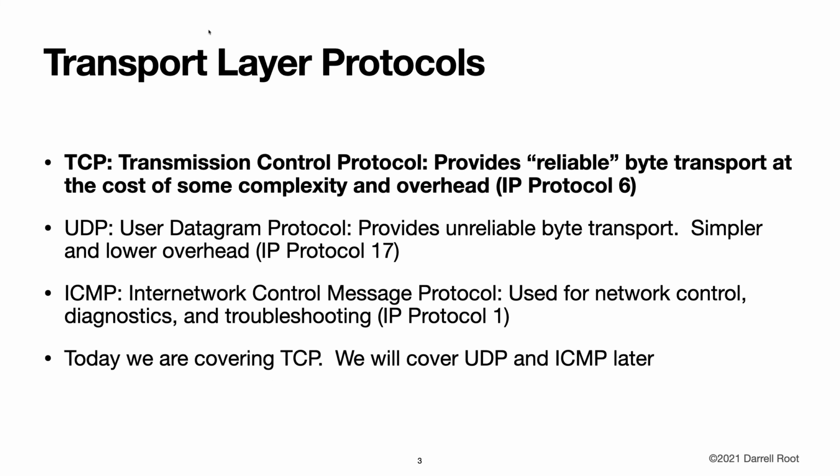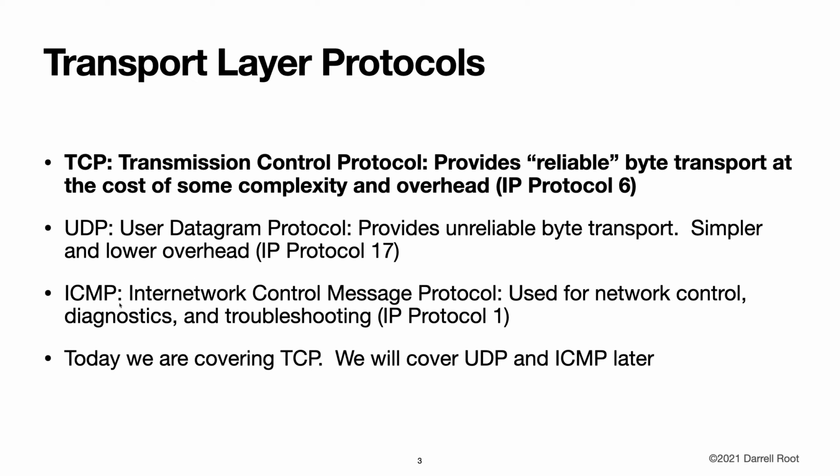Here's a review of the transport layer protocols that we'll be dealing with most in this course. We have TCP, the Transmission Control Protocol, which provides reliable byte transport at the cost of some complexity and overhead, and it is IP protocol number 6. We have UDP, which is the User Datagram Protocol. It provides unreliable byte transport. It is simpler and lower overhead. It is IP protocol 17.